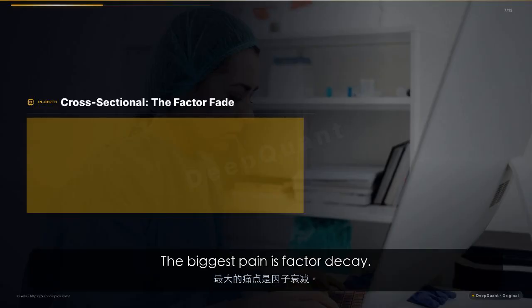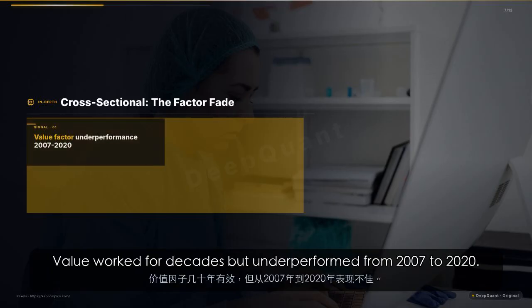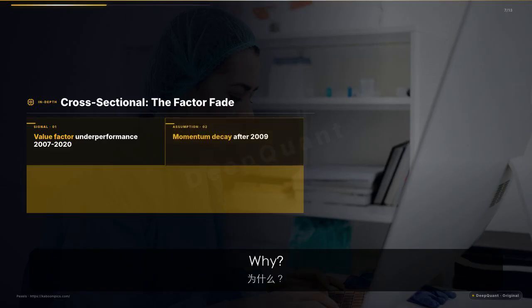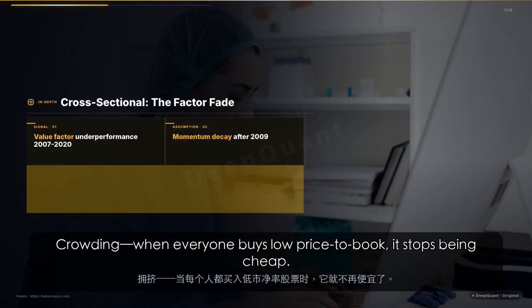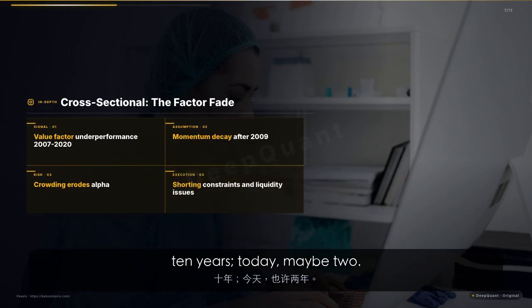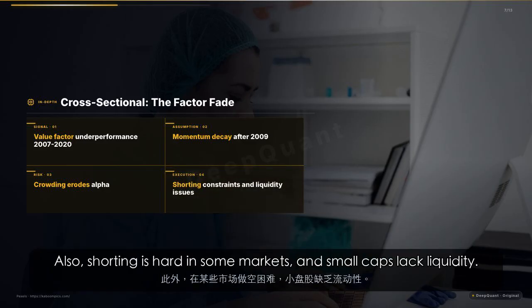The biggest pain is factor decay. Value worked for decades but underperformed from 2007 to 2020. Momentum weakened after 2009. Why? Crowding. When everyone buys low price to book, it stops being cheap. New factors have shorter half-lives. A factor discovered in the 90s might last 10 years, today, maybe 2. Also, shorting is hard in some markets, and small caps lack liquidity.